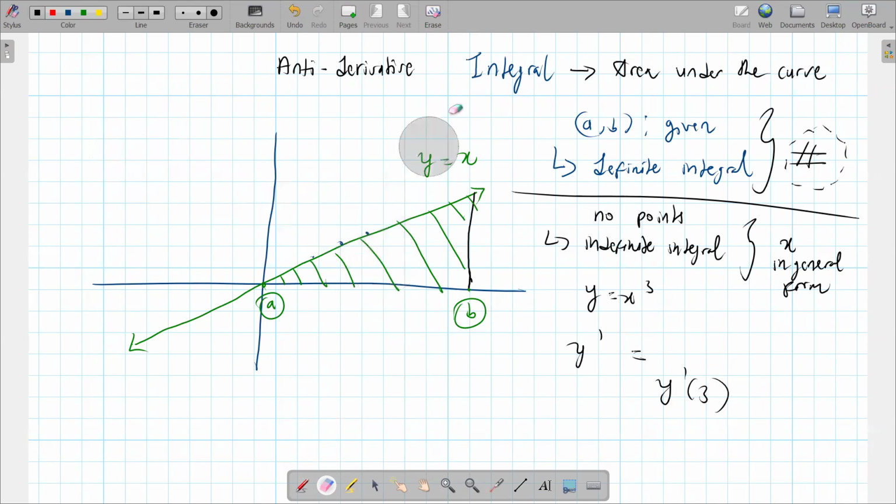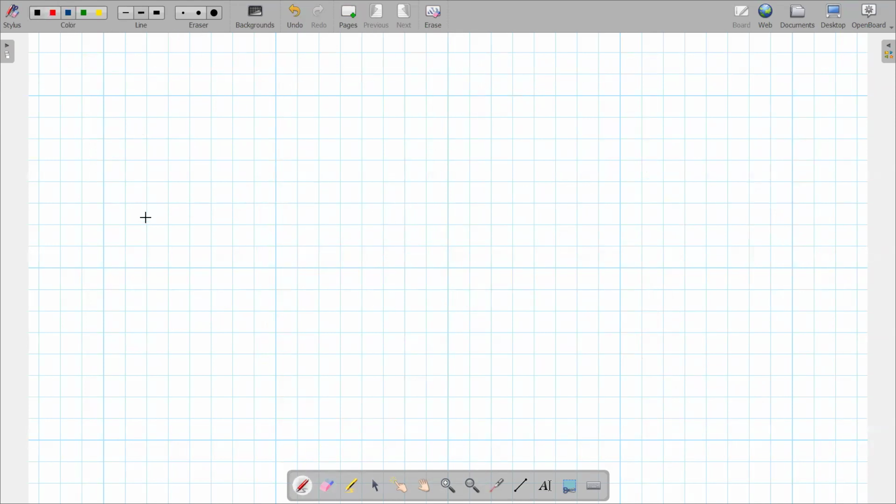We're finding the area under the curve. So let me show you a quick example. The easiest integrals are polynomials, just like how the easiest derivatives were also polynomials. So let's look at x squared. What's the derivative of this? 2x. So y prime would be 2x.